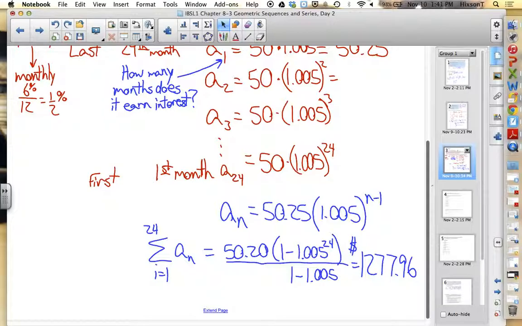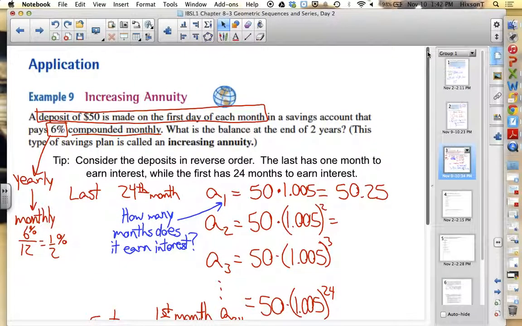But that's how this relates. And that's just one application, obviously. Will this be on the quiz tomorrow? No. I'm still kind of confused. But that's the idea of the increasing annuity.